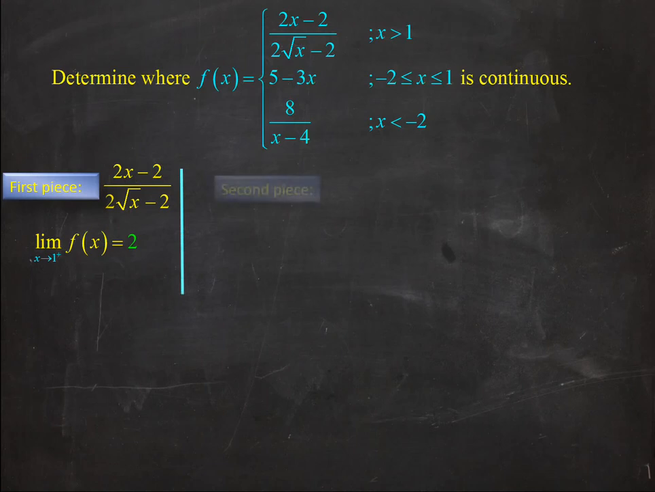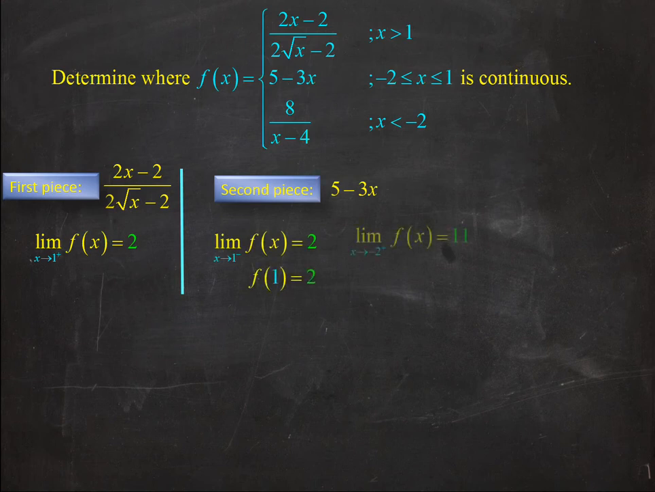So the first piece had the limit as x goes to 1 from the positive side, and that value was 2, while the second piece had the limit as x went to 1 from the negative side, which also had the value of 2, and f at 1 equals 2. But when x went to minus 2 from the positive side, the function went to 11, and f of minus 2 equals 11.